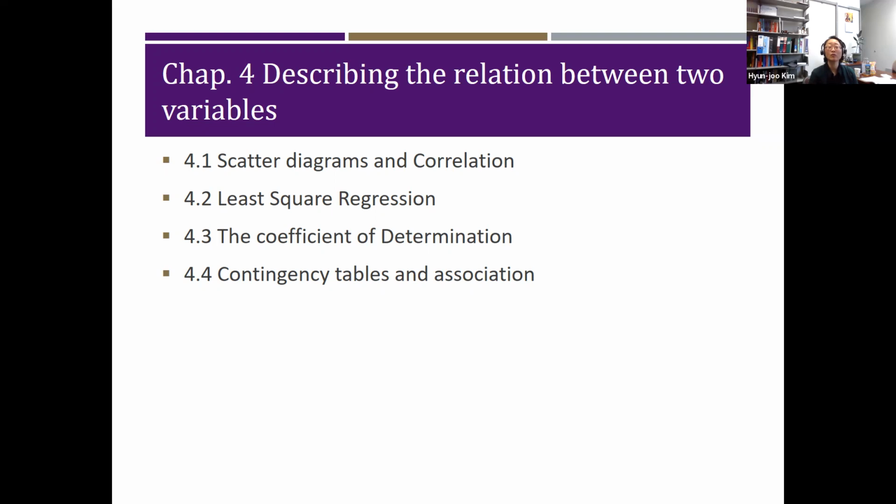And then 4.4, we're probably not going to spend too much time on, but 4.4 is actually for when your two variables are categorical. So the first three sections are a little bit different from 4.4 because 4.4 is dealing with a different kind of variable.